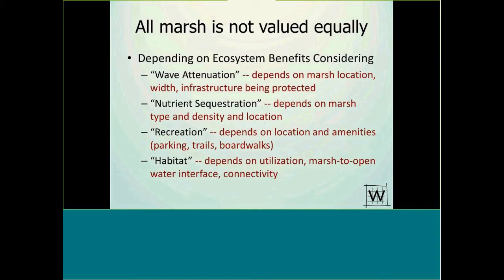So if you're valuing wave attenuation, for example, a marsh island that is not protecting any infrastructure would have a lower relative value than a marsh that is adjacent to a lot of infrastructure. For nutrient sequestration, if you're looking at nitrogen and phosphorus sequestration, it would depend on the marsh location, whether there are farmlands or developed lands nearby, which would require a lot more nutrient sequestration. And it goes through, for all the different things that stakeholders value about marshes, there are different considerations.